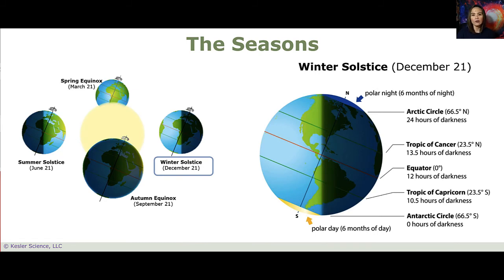Now, for the winter solstice, if you can remember and recall, the tilt of the earth is away from the sun. As you can see here, the Arctic Circle is now receiving 24 hours of darkness, no light at all. For the Tropic of Cancer, there's about 13.5 hours of darkness. At the equator, there's 12 hours of darkness, so it's equal day and night. And for the Tropic of Capricorn, on the southern part, there's about 10.5 hours of darkness. And in the Antarctic Circle, there's no darkness at all.